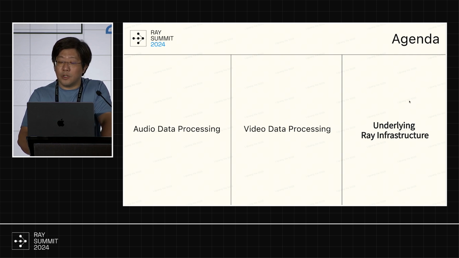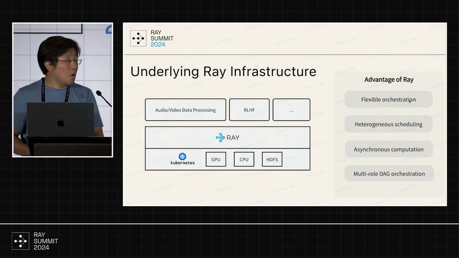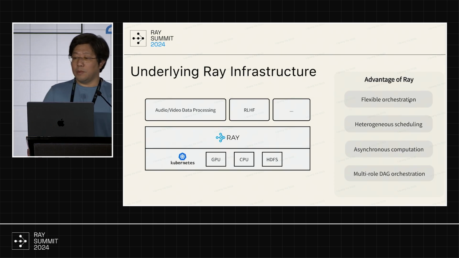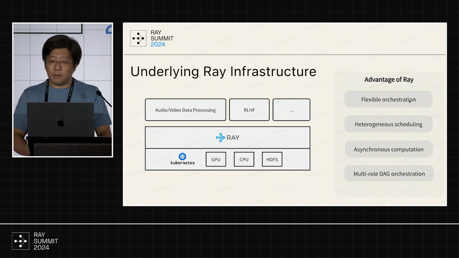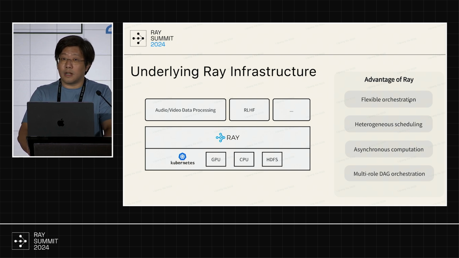Next, I'm going to talk about the underlying Ray infrastructure that powers a number of production use cases at scale at ByteDance. At ByteDance, we are leveraging Ray in multiple use cases, including but not limited to audio-video data processing. We're also using Ray for RLHF with a pretty sizable deployment. We're going to talk about that in another talk, right after this one at 2:30 p.m.